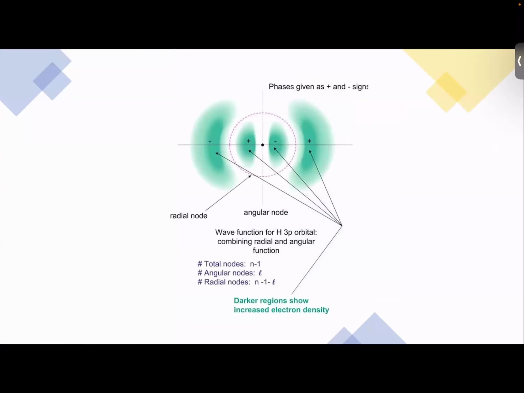Now, here is a diagram of a 3p. How do I know it's the 3p? Well, first thing I know is that it is a p. And the reason I know it's a p is because this looks like a dumbbell around the nucleus, with the nucleus being right here in the middle. Now, if I think about the p, p means L is equal to 1.